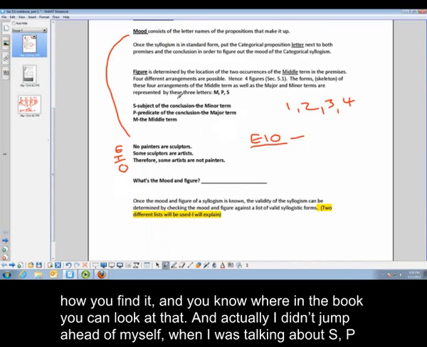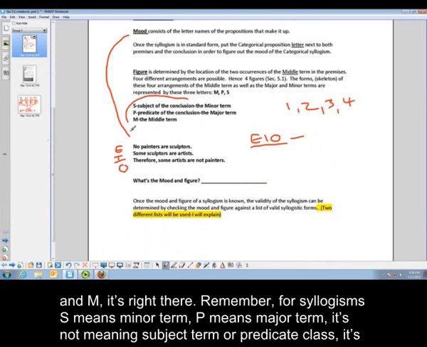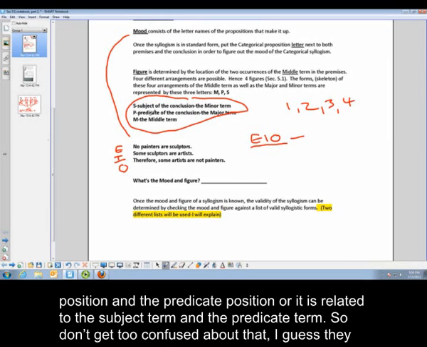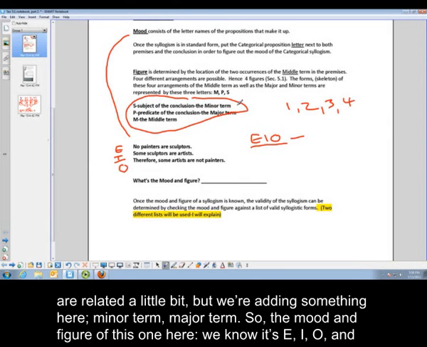Okay, and actually I didn't jump ahead of myself. When I was talking about S, P, and M, it's right there. Okay? Remember, for syllogisms, S means minor term, P means major term. It's not meaning subject term or predicate class, or it's not meaning term for the subject class, term for the predicate class. It's meaning minor term and major term, though it is connected to the subject position and the predicate position, or it is related to the subject term or the predicate term. Okay? So don't get too confused about that. I guess they are related a little bit, but we're adding something here, minor term, major term.